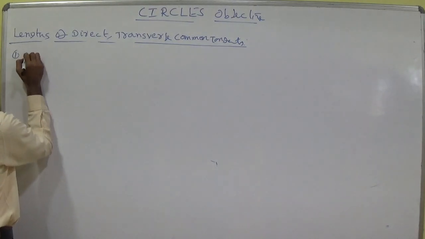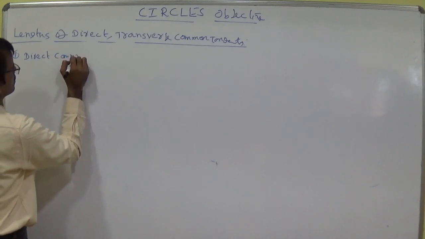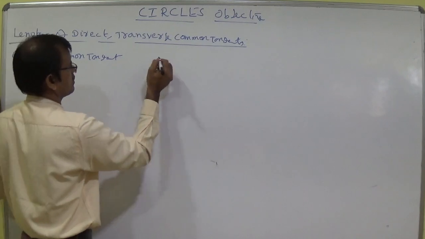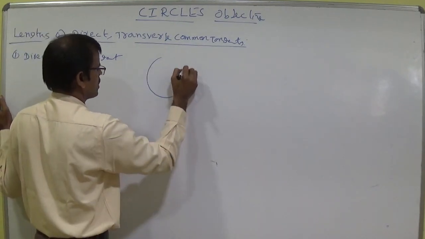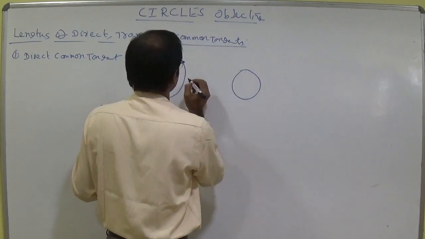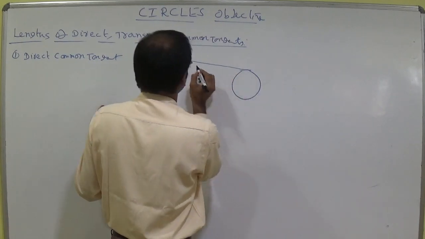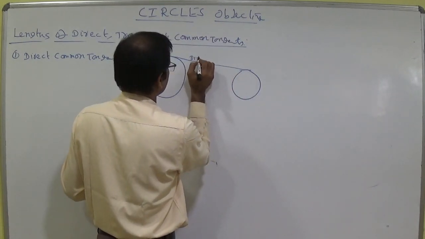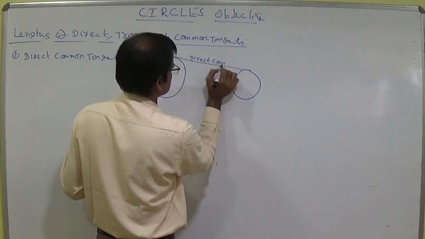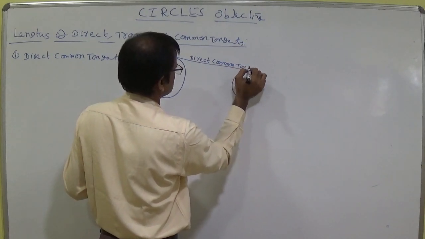First one, direct common tangent. Length of direct common tangent. Let us draw the diagrams of two circles like this. Students, this is the direct common tangent. Already we have learned about the common tangents concept.